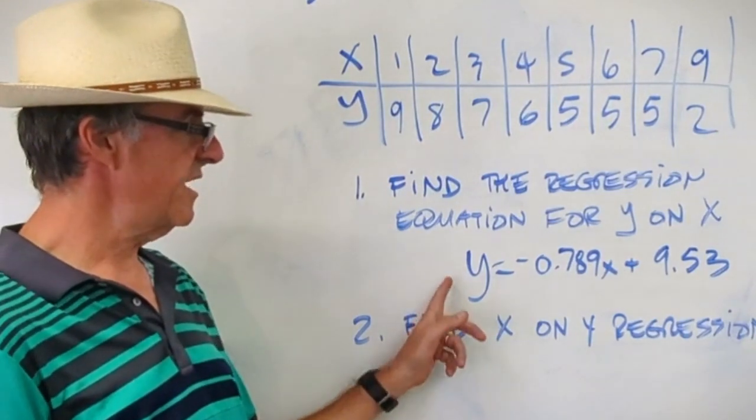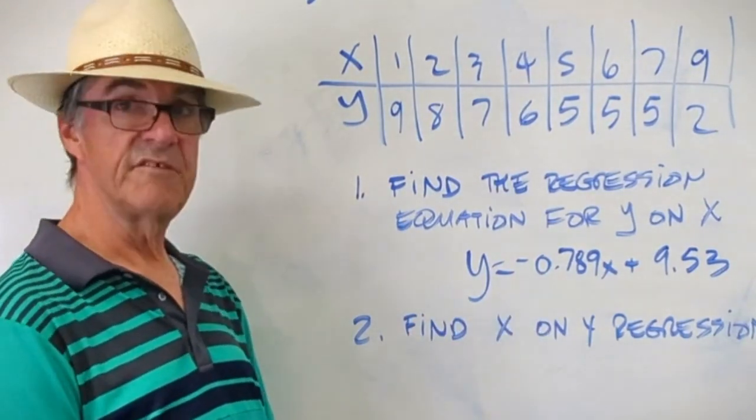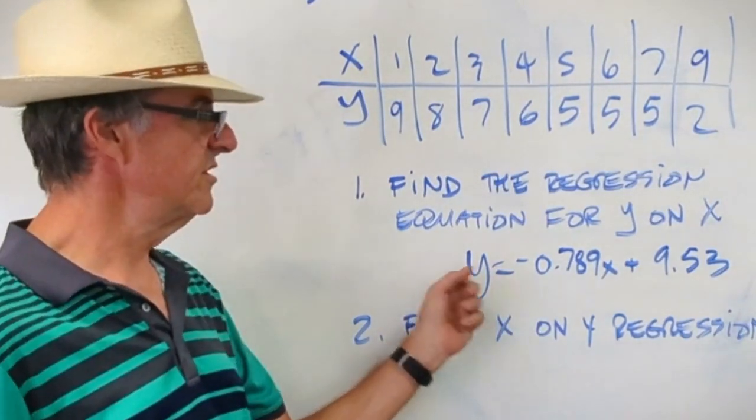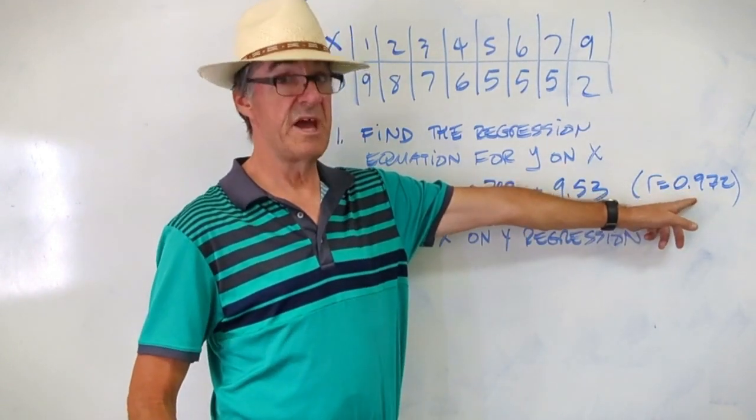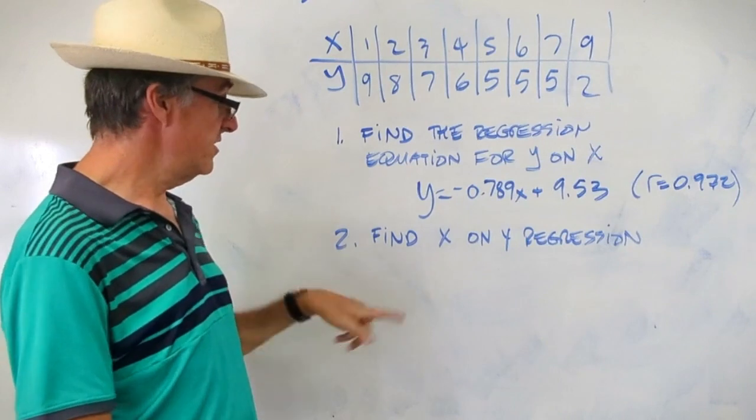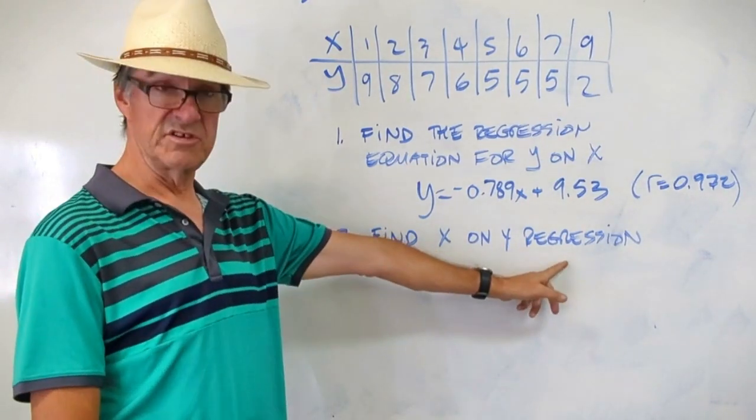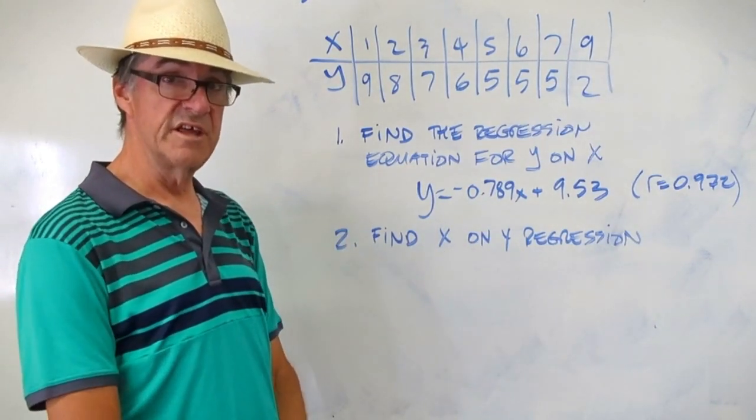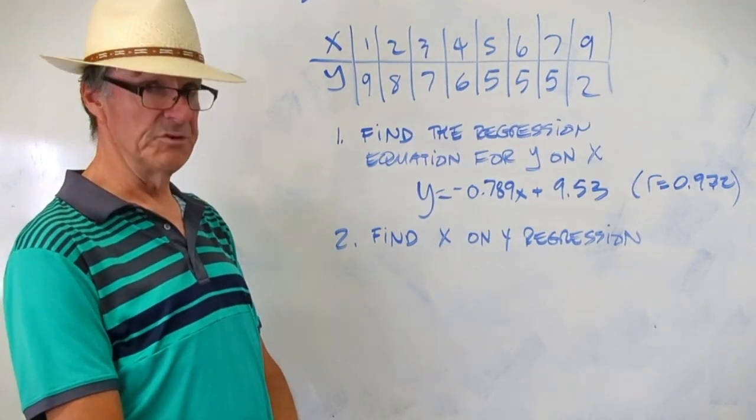All right, so here's what I get out of my calculator. I used 3 sig figs, and there's my regression equation. I also noted my r, and you can see we have a strong correlation, so that's good for making predictions. So now I want you to do the x on y regression. So do that, pull out your calculator, reverse your x's and y's, and see what you get.